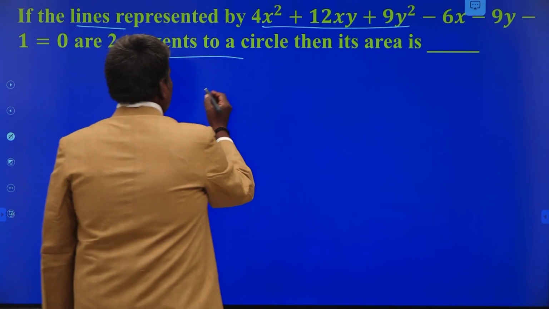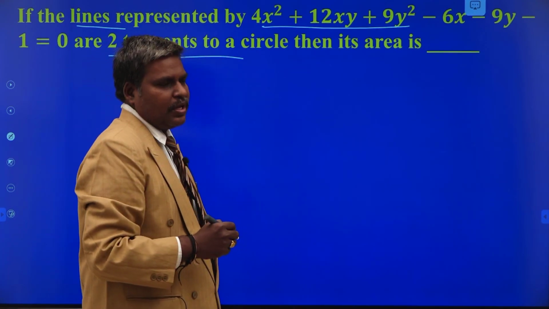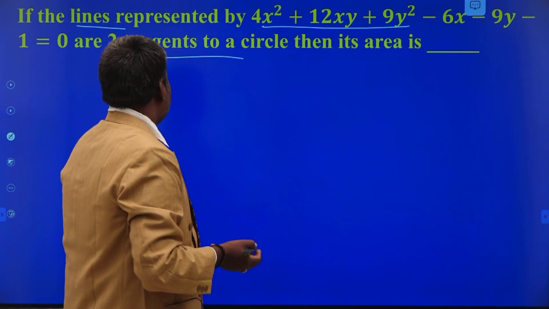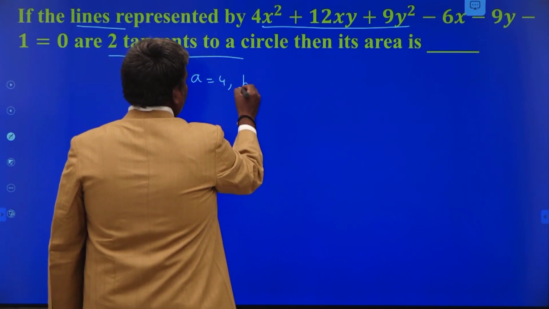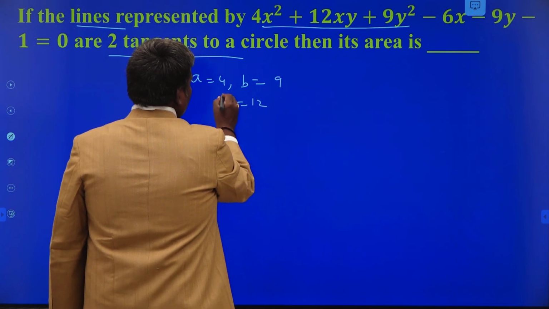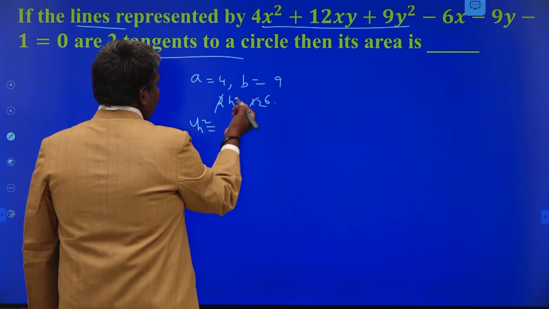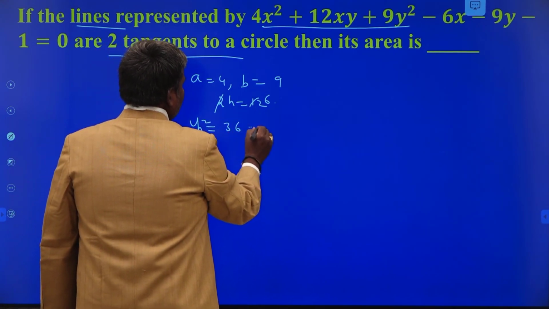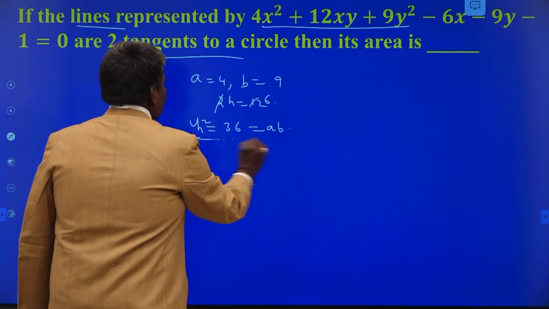Clearly, what is a here? This is of the form ax square plus 2hxy plus by square plus 2gx plus 2fy plus c equal to 0. What is a here? 4. What is b here? 9. What is 2h? 12. That means h is equal to 6. What is h square value? h square is 36. Is it equal to ab or not? ab is also 36. h square equals ab.